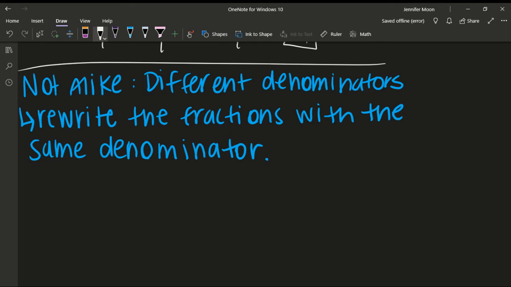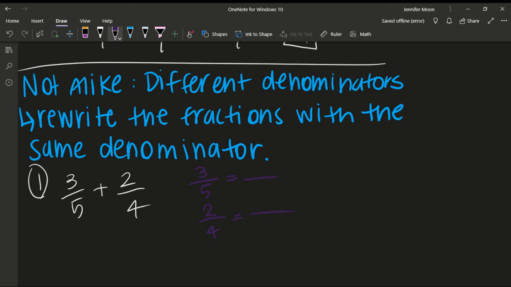Okay, so let's do an example. First example is 3 over 5 plus 2 over 4. Okay, so if I look at my denominators, I notice that they actually do not have the same denominator. They're not the same. So what I need to do is rewrite them with the same denominator. So I'm actually going to bring them over here. I like to write them on top of each other, and I know I'm going to rewrite them with a new denominator.